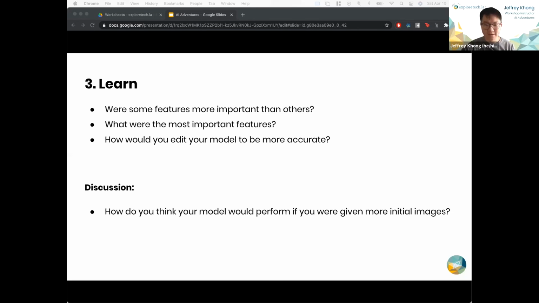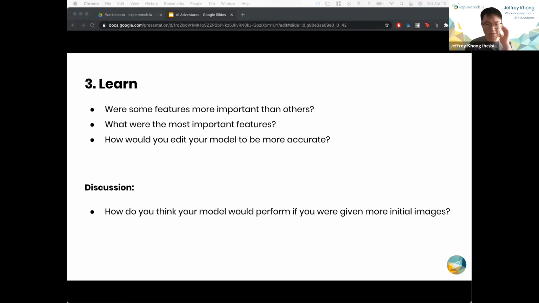What were the most important? I think eye color was an important one. I would say Josh. Is there any way you would guess to add a model to be more accurate? Yeah, Raymond said jaw shape.